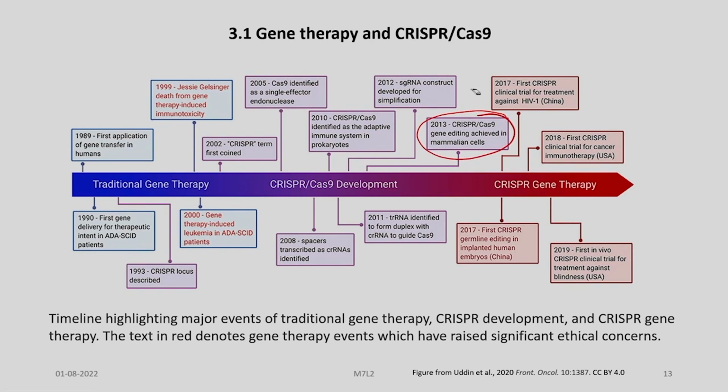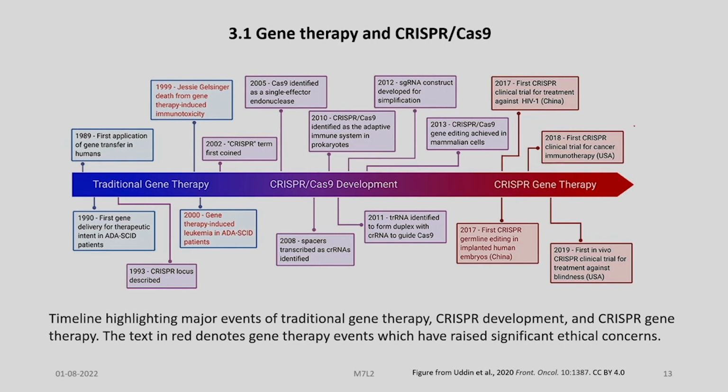In 2017 the first CRISPR clinical trial for treatment against HIV-1 in China was conducted, and in the same year the first CRISPR germline editing in implanted human embryos was also conducted. We have discussed these controversial experiments in the development of CRISPR-Cas9 technology.